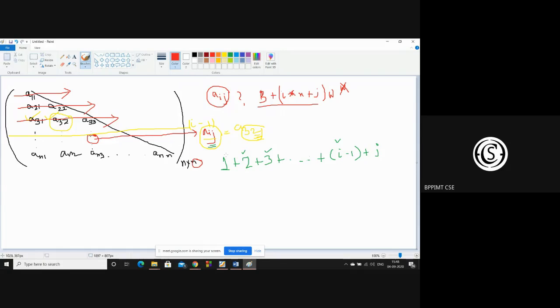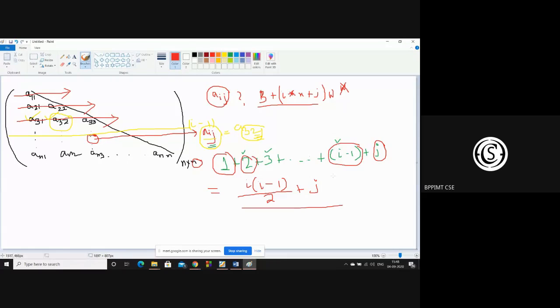So at first row, there will be 1 entry. Second row, there will be 2 entries. Similarly, I minus 1 row, there will be I minus 1 entries. At ith row, there will be J entries. So what will be the formula? I into I minus 1 by 2 plus J. Yes, I into I minus 1 divided by 2 plus the element at ith row, that is J. So this is the formula.